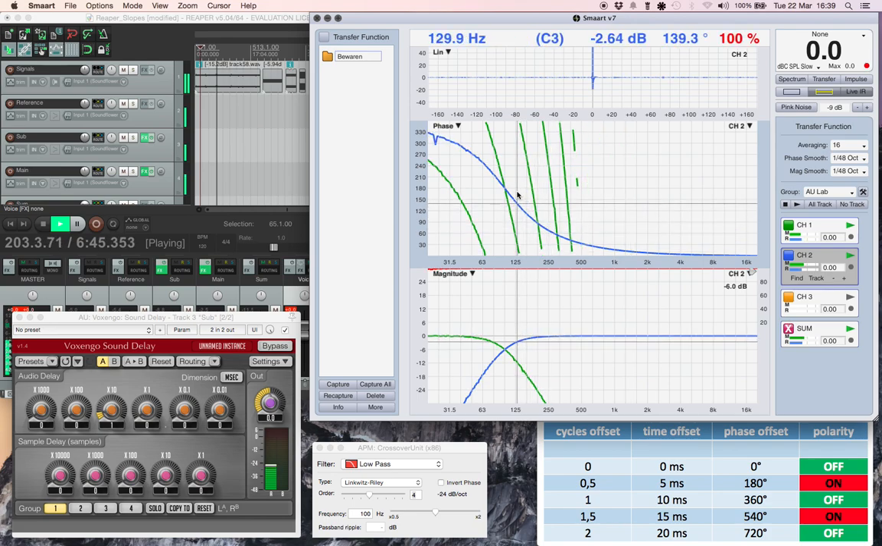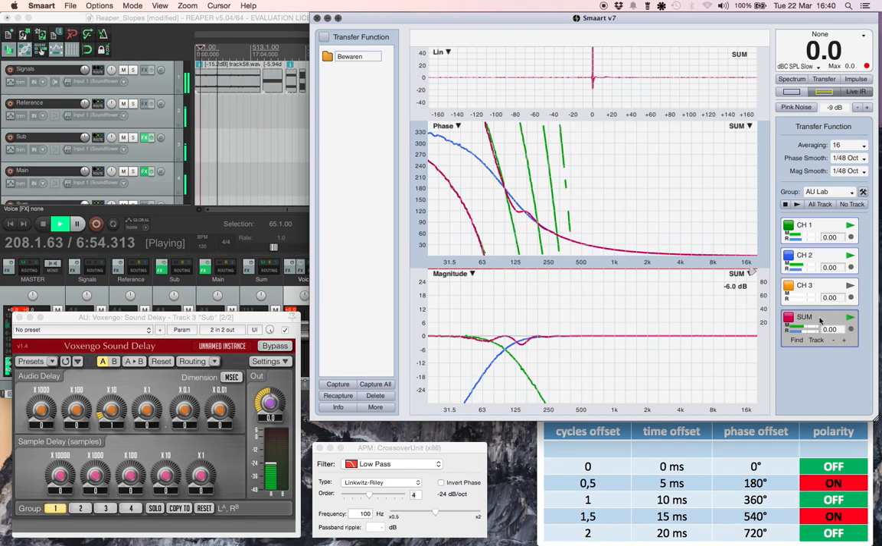If we look at the green and the blue guy, we see that we have intersecting phase traces at 100 Hertz. But again, our slopes do not match. If we look at the outcome, at the combination of both signals, you see increased frequency response ripple to the left and the right of the crossover frequency.